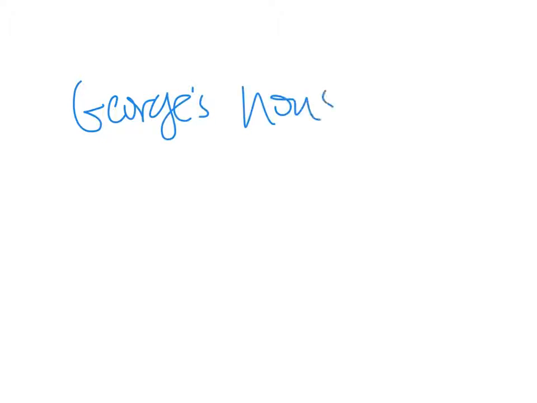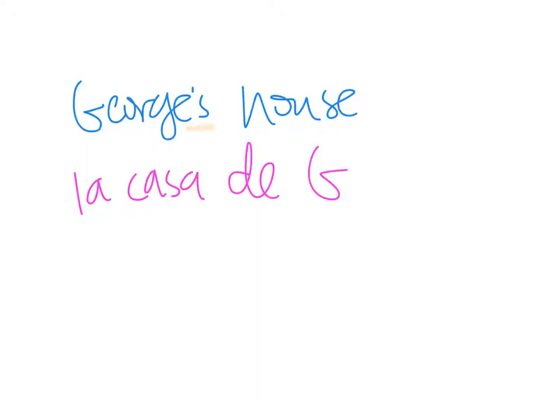So in English, you express possession by adding an apostrophe S, right? So if I was talking about George's house, we use possession by adding this apostrophe S here, okay? But in Spanish, you can use the preposition de. So I would say it like this: la casa, the house, de George.